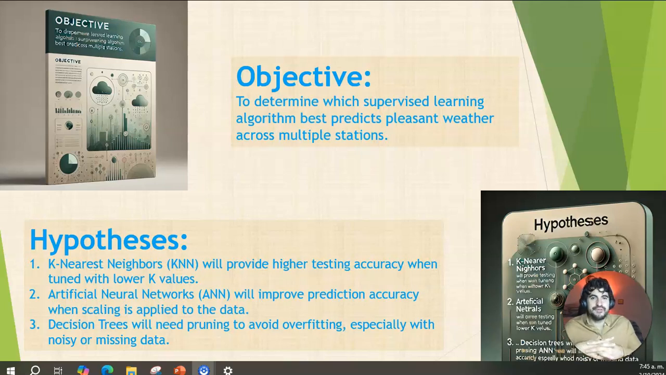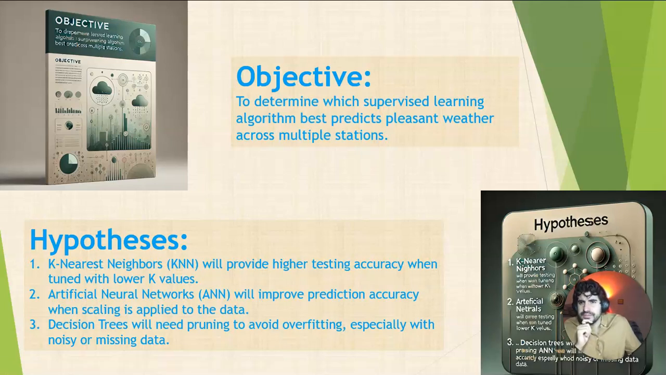Now, I want to define the objective of this project, which was to determine which supervised learning algorithm best predicted pleasant weather across multiple weather stations. For this project, we used different models, as I said before. I used the k-nearest neighbors, which I will explain a little bit further on the next slides. I also use artificial neural networks and decision tree, which I will explain further later.